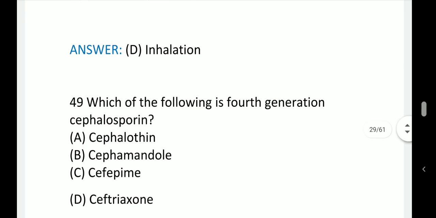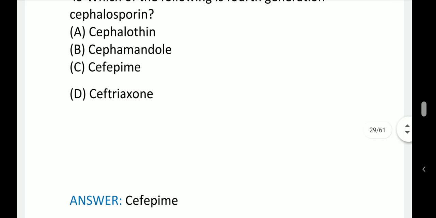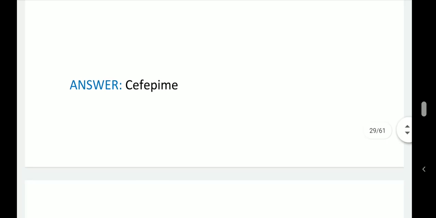Question number 49. Which of the following is fourth generation cephalosporin? Option A, cephalothin. Option B, cefamandole. Option C, cefepime. Option D, ceftriaxone. Answer is cefepime. That is option C is the correct answer.